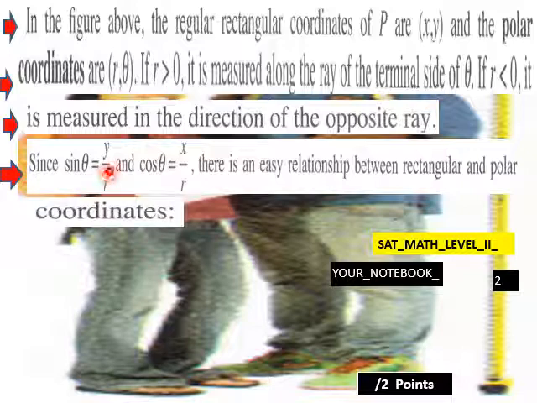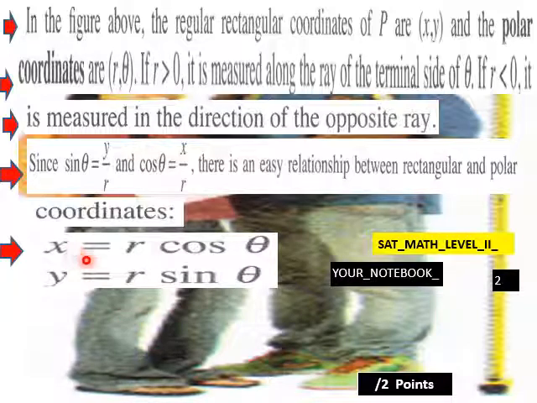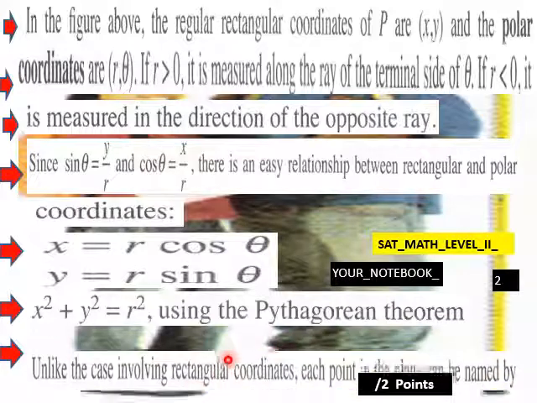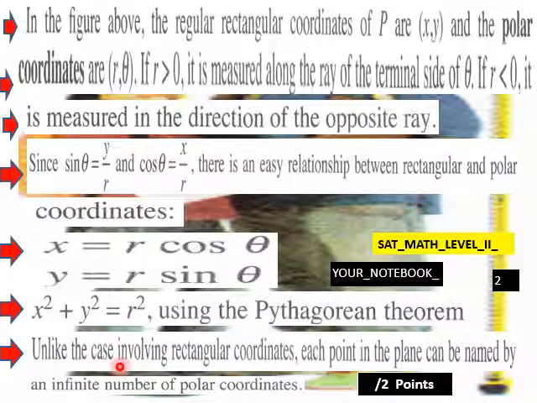Since sine theta equals y over r and cosine theta equals x over r, there is an easy relationship between rectangular and polar coordinates. So x equals r cosine theta, and y equals r sine theta. X squared plus y squared equals r squared, using the Pythagorean theorem. Unlike the case involving rectangular coordinates, each point in the plane can be named by an infinite number of polar coordinates. Okay, and this is page 2, which goes in your notebook guide.